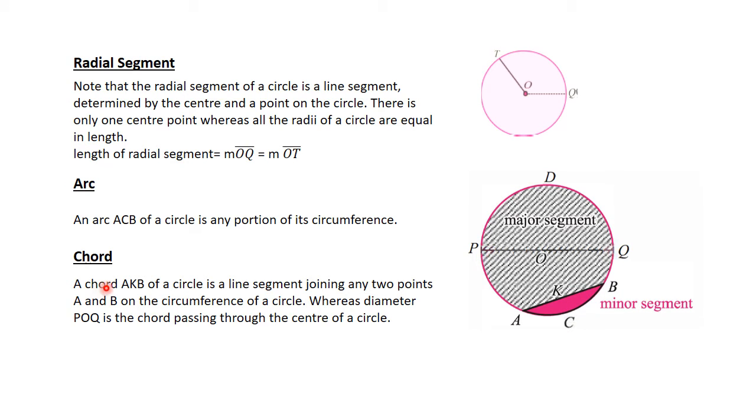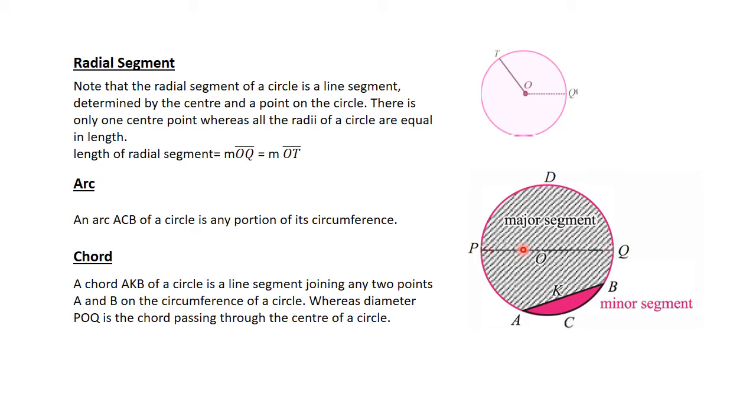Now students, what do you mean by the chord of the circle? A chord AB of a circle is a line segment joining any two points A and B on the circumference of the circle. Like here is a line segment AB which is joining the 2 points of the circle, so it is known as the chord of the circle.